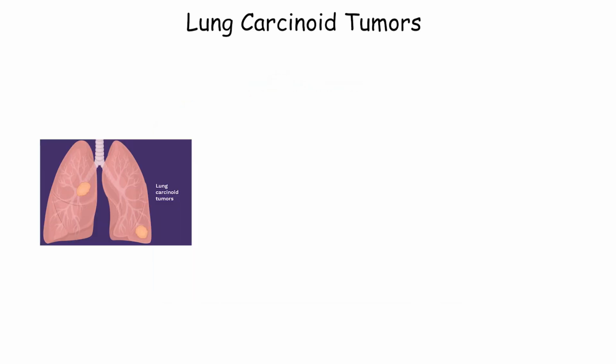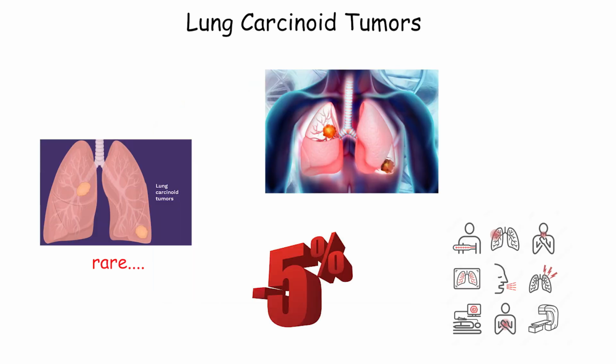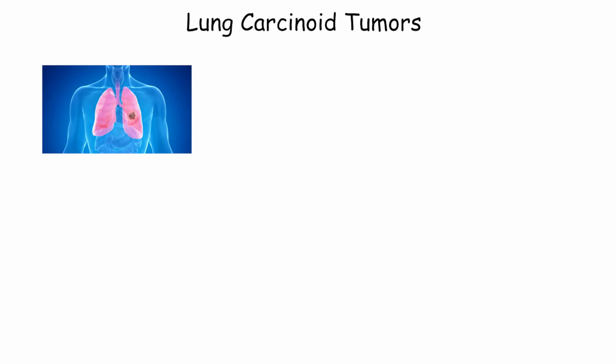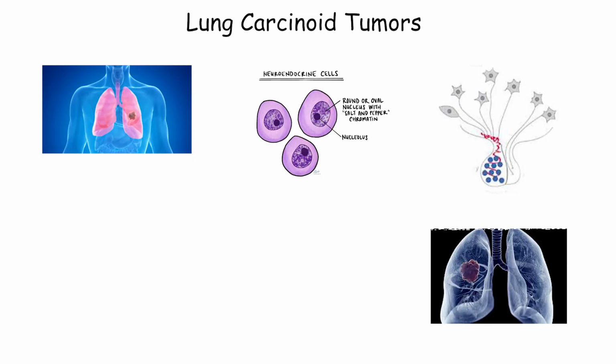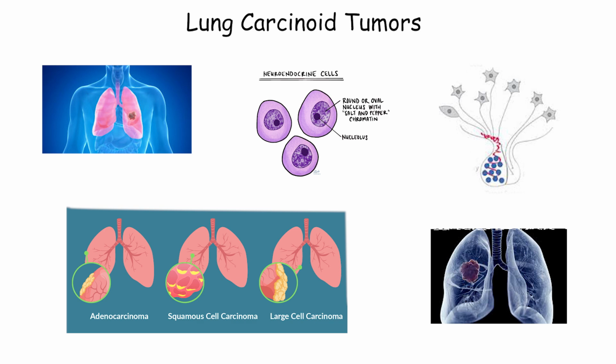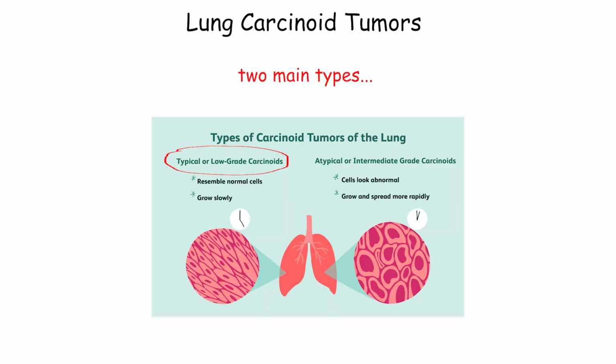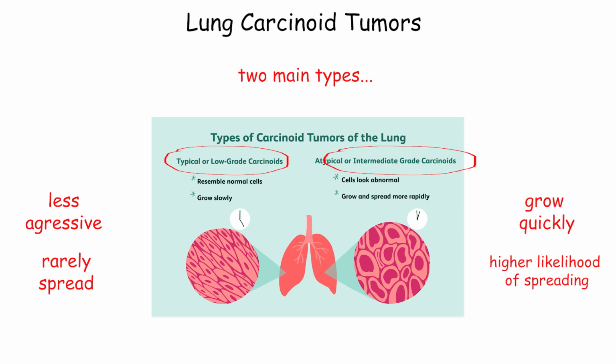Lung carcinoid tumors. Lung carcinoid tumors are rare, accounting for less than 5% of all lung cancers. These tumors develop in neuroendocrine cells, which produce hormones. They tend to grow slowly and are less aggressive than other types of lung cancer. There are two main types: typical carcinoid tumors, which are less aggressive and rarely spread, and atypical carcinoid tumors, which grow more quickly and have a higher likelihood of spreading.